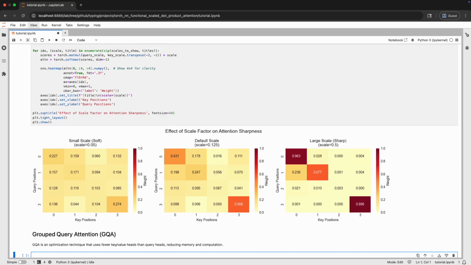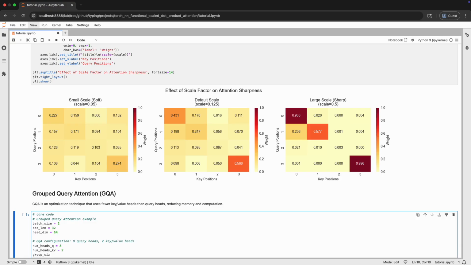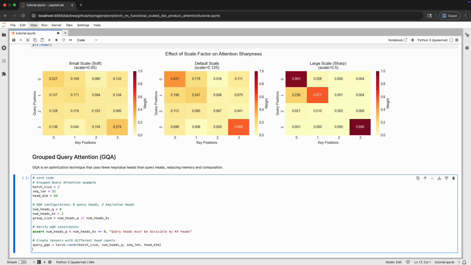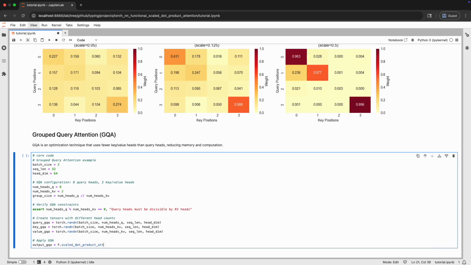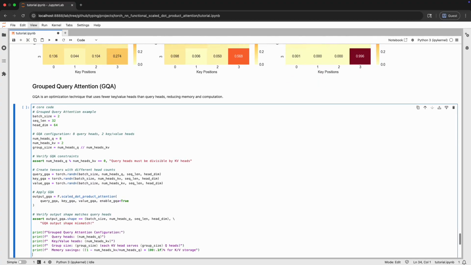Now let's explore grouped query attention, or GQA, which is an important optimization technique used in models like Llama 2. GQA uses fewer key and value heads than query heads, significantly reducing memory usage and computation. Here's a GQA example with 8 query heads, but only 2 key value heads. This means each key value head serves 4 query heads. The key insight is that we can share key and value computations across multiple query heads without significantly impacting model quality. This configuration gives us 75% memory savings for key value storage.